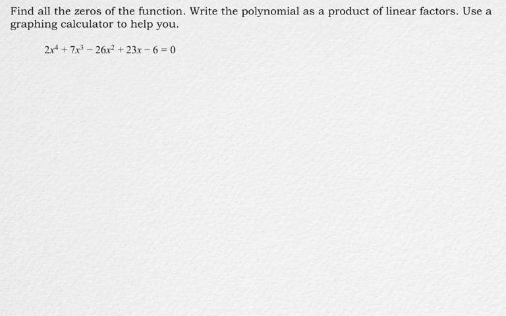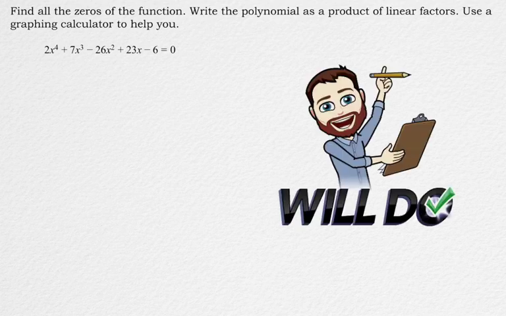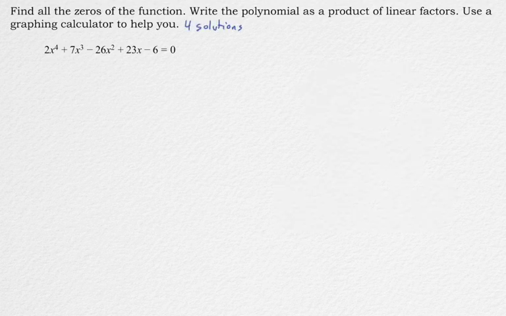The next example says find all the zeros of the function, write the polynomial as a product of linear factors, use a graphing calculator to help you. Okay, so I noticed that it's x to the fourth, that means I'm looking for 4 solutions. But there's more than 4 terms here, so I can't use factor by grouping, and I don't have any other algebraic methods of trying to factor or solve this. And it says use a graphing calculator to help you.